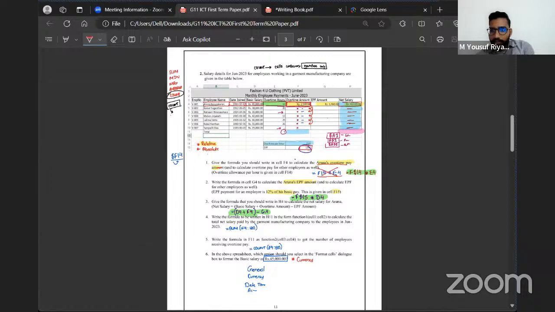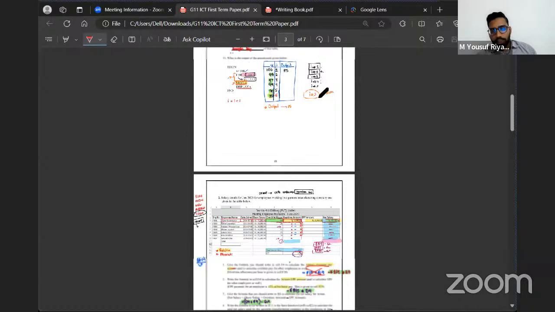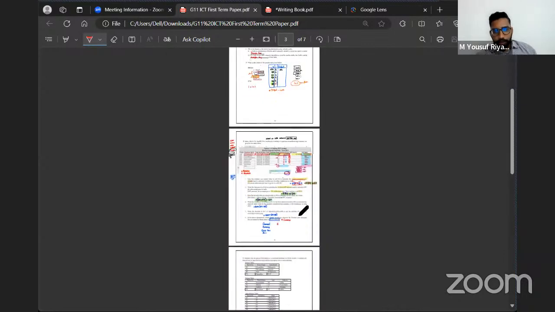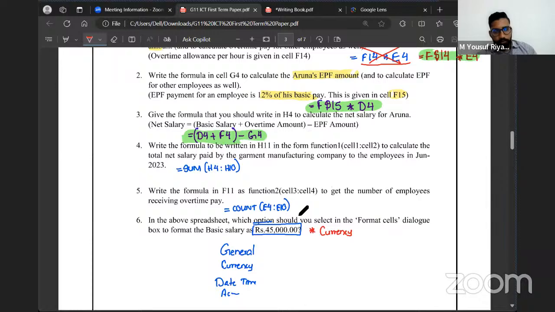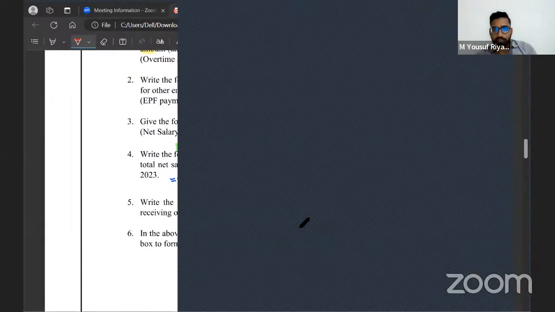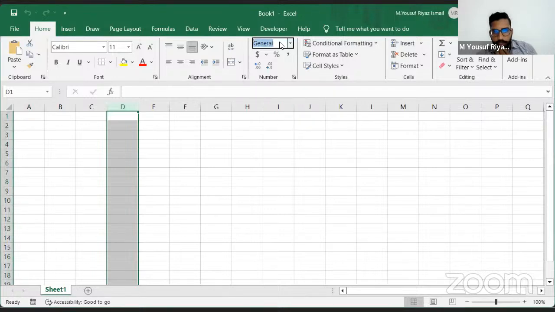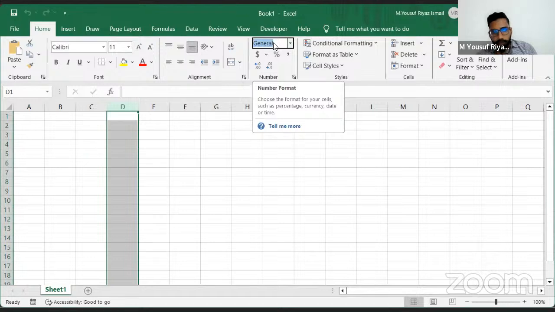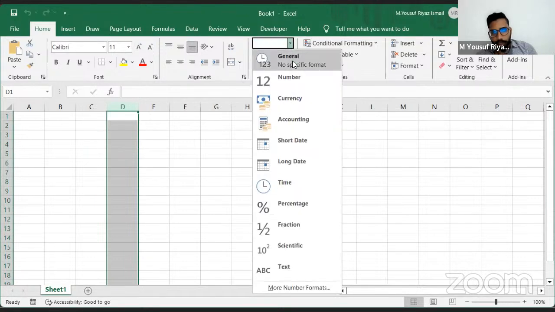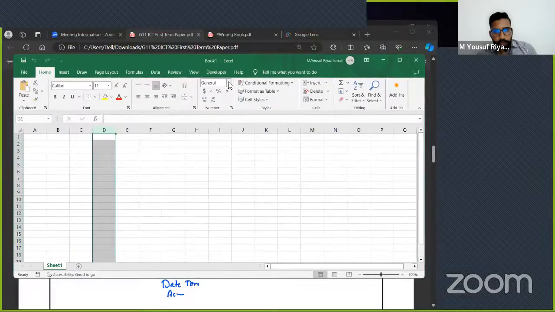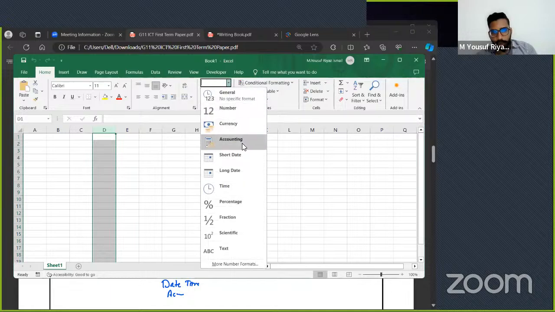What are format cells? Format cells is a way in which the values will look. For example, let me open Excel and show you. So this is my spreadsheet. At the top itself, can you see something called general here? It's called number format. There are multiple formats. If I click on the arrowhead: number, currency, accounting, short date, long date, time, percentage, fraction, and so on. So if I click on currency, the value will be there as currency.